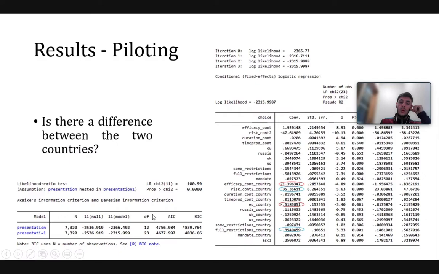We can see this also looking at the AIC and the BIC results here, which are estimators that are typically used for multinomial logit, probit, and probabilistic choice models. They work like the R square in the OLS.